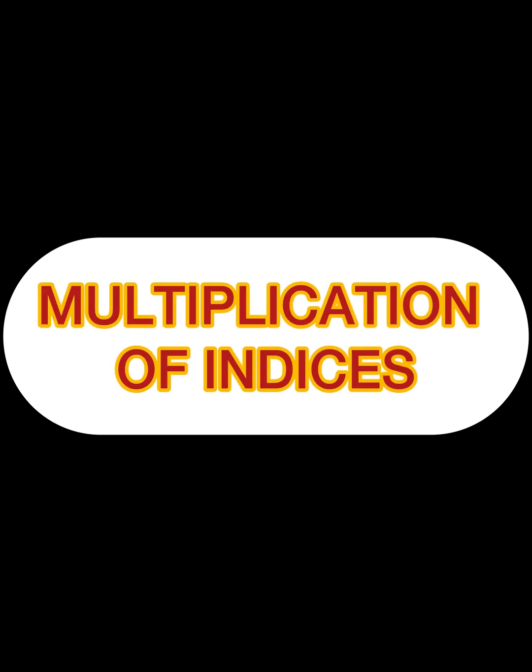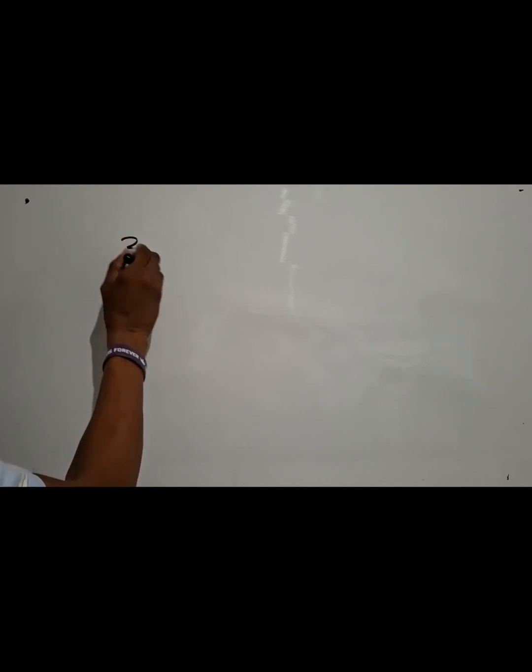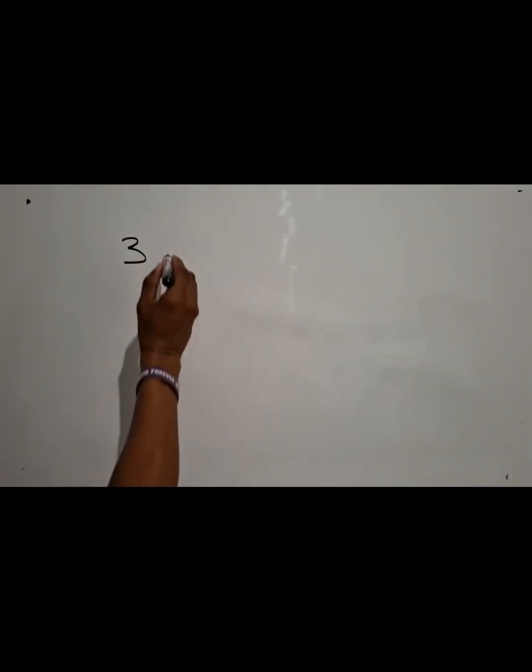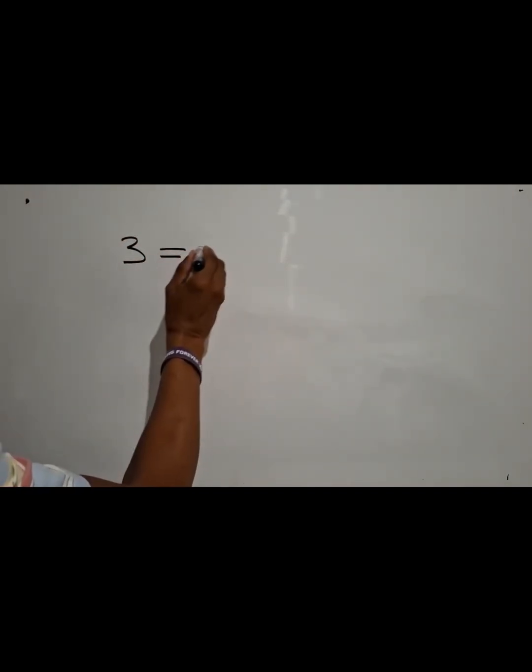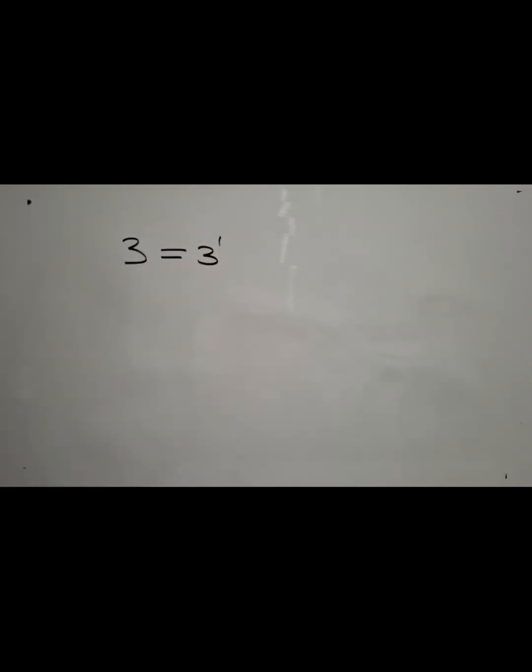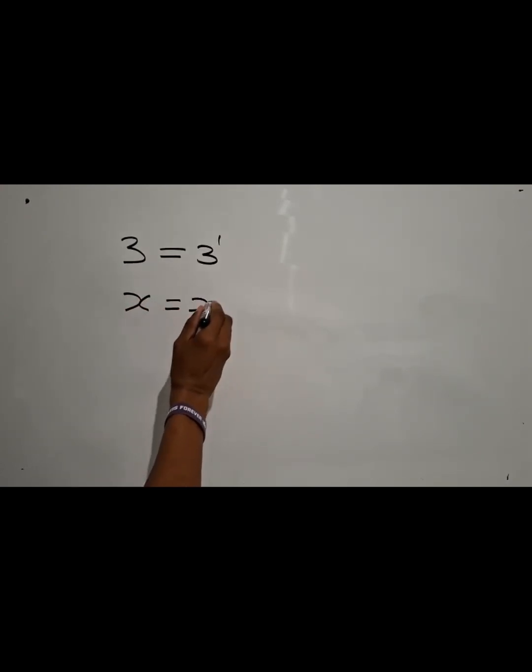Today's topic, multiplication of indices. Let's get into it. The number 3 is the same thing as 3 raised to the power of 1. Likewise, the letter x is the same thing as x raised to the power 1.